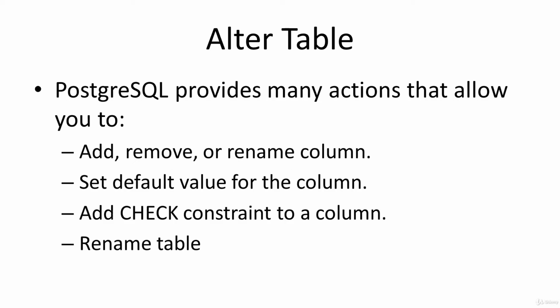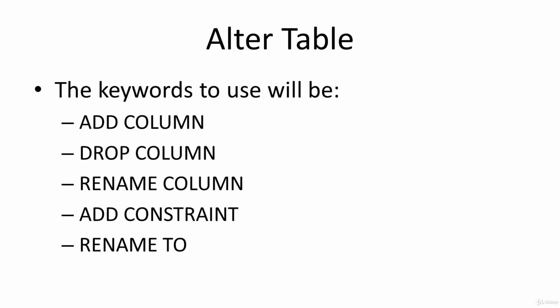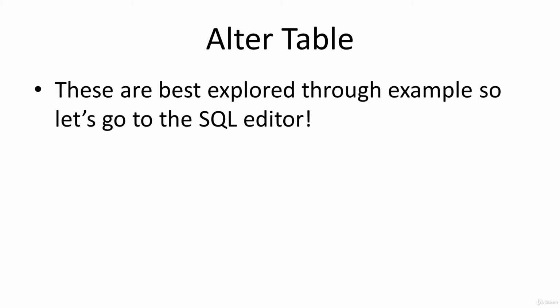So PostgreSQL in particular provides add, remove, or rename column actions. You can set default values for columns, add check constraints to a column, or rename the table itself. So some of the keywords we're going to be exploring are add column, drop column, rename column, add constraint, and rename to. So these are all actually best explored through example. So let's go ahead and open up a SQL editor, make a table, and then try altering it as we go along. So I'm going to go ahead and jump to the SQL editor now.